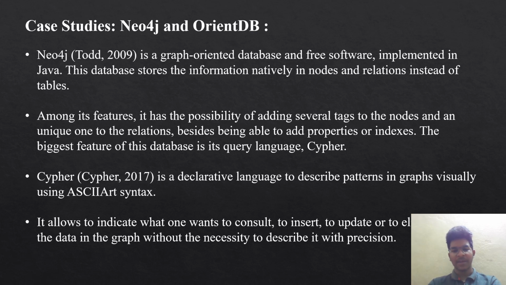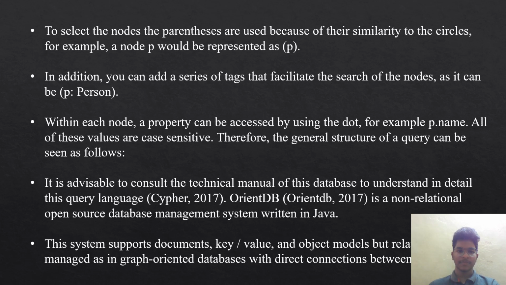Cypher is a declarative language to describe patterns in graphs visually, using ASCII art syntax. It allows you to indicate what you want to query, insert, update, or delete in the graph without the necessity to describe it with precision. To select the nodes, parentheses are used because of their similarity to circles. For example, a node p would be represented as (p).